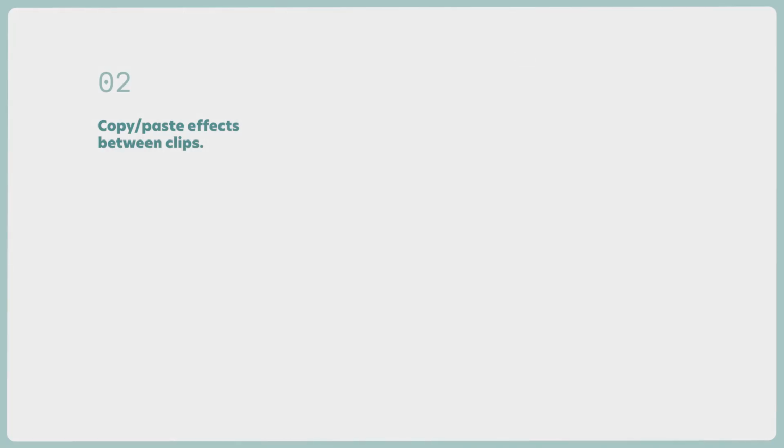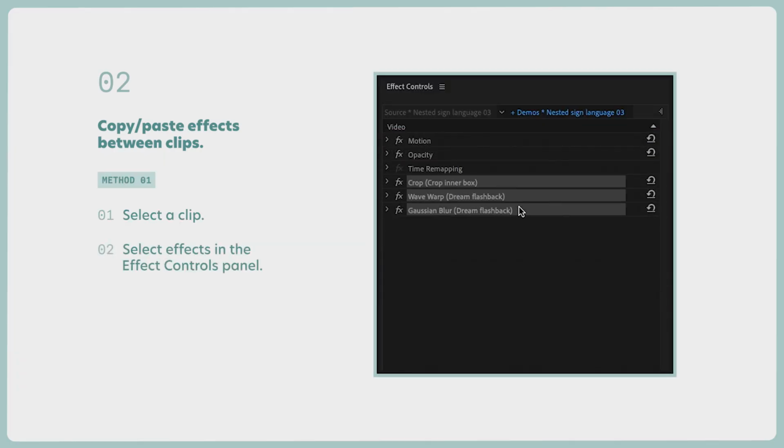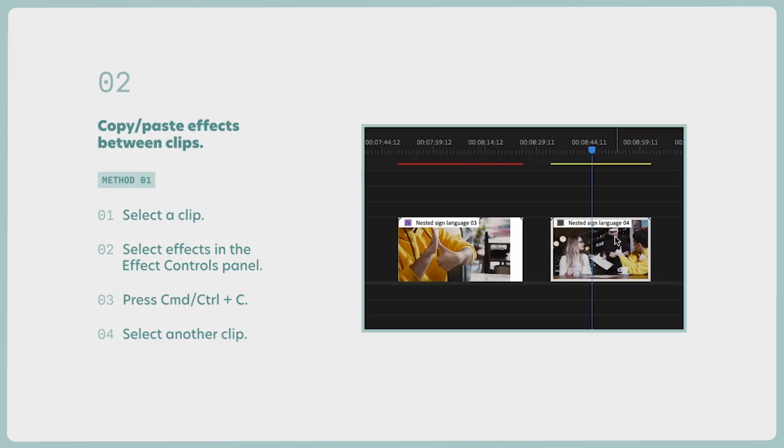Next, I want you to copy and paste effects between clips. And the first way I want you to do this is by selecting a clip on your timeline, then selecting some of its effects in the Effect Controls panel, pressing Command or Control plus C to copy those effects, and then selecting another clip on your timeline and pressing Command or Control plus the V key to paste those effects.